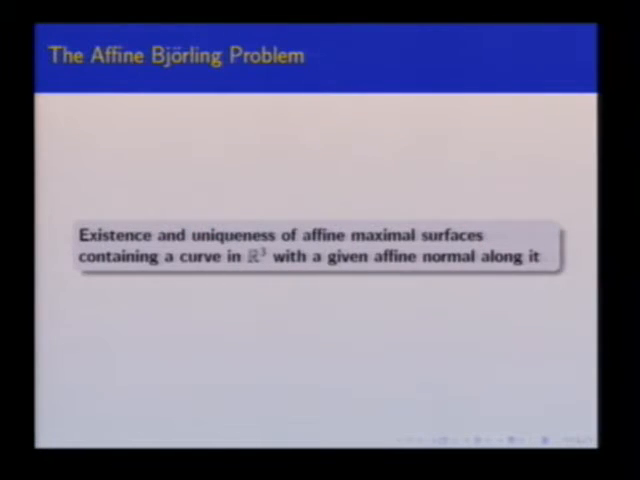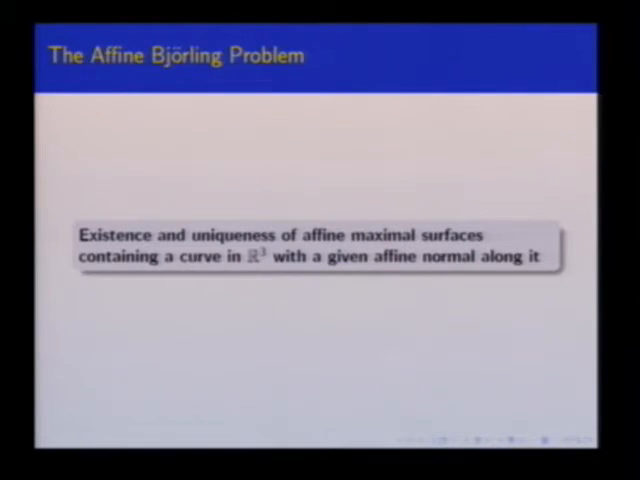Another way in order to describe affine maximal surfaces is the affine Björling problem. This problem roughly consists in the existence and uniqueness of affine maximal surfaces containing a given curve with a prescribed affine normal along the curve.